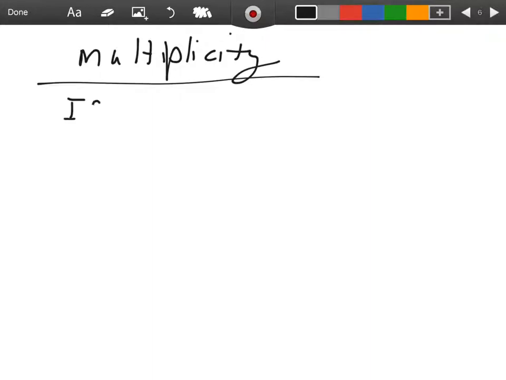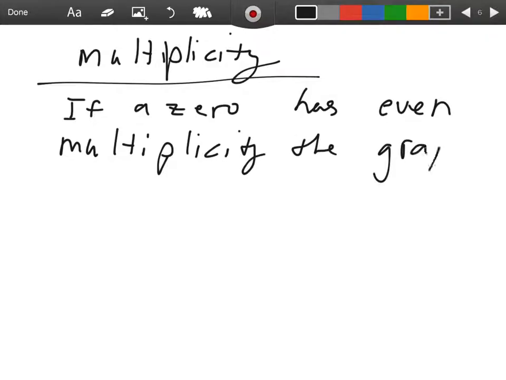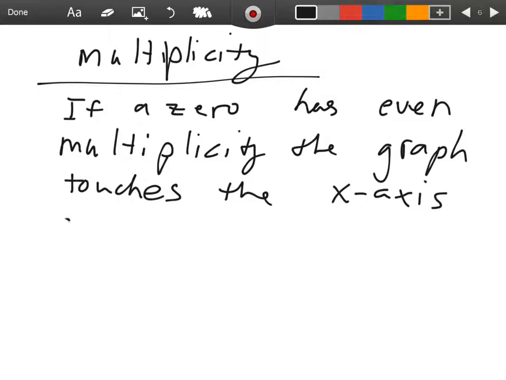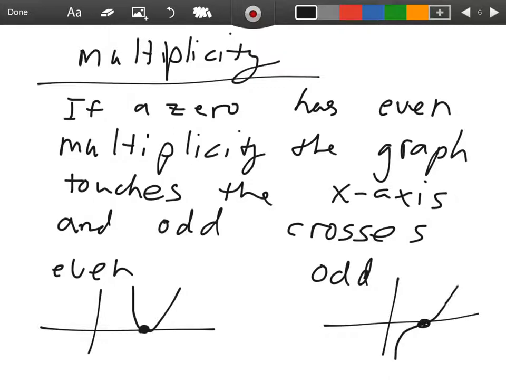It says if a zero has even multiplicity, the graph touches the x-axis, and odd crosses. So if something has even multiplicity at that x value, it just touches. If it has odd multiplicity at that x value, it'll cross, kind of like that.